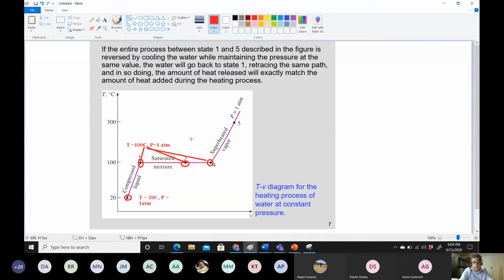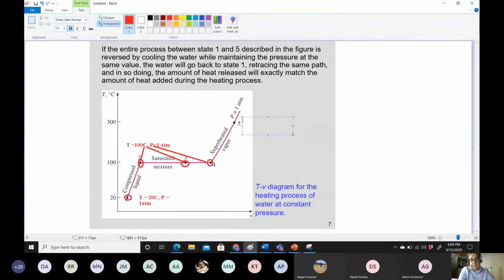Sorry, I keep hitting escape and it erases the last thing I did. What I have to hit is enter. Now state 5 is different, right? State 5 is where we start to have the runaway condition. So the temperature is now 300, and the pressure is still 1 atmosphere, but we don't have the thermal control of phase change anymore because now it's just gas that we're heating, and we call that superheated vapor.